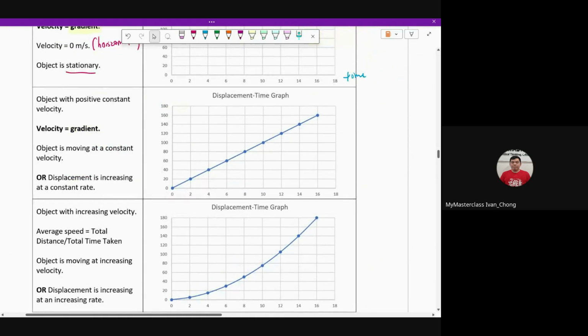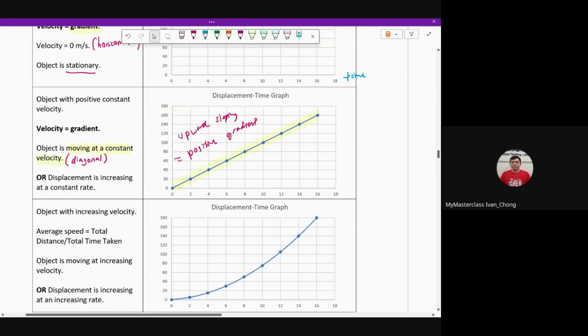All right? Next, which is the one that you'll see very, very often, this is a diagonal straight line. So you have moving with constant velocity. And if you notice, this is a positive upward sloping line. What this means is that this is a positive gradient. Because you have a positive gradient, your velocity will be a positive value.